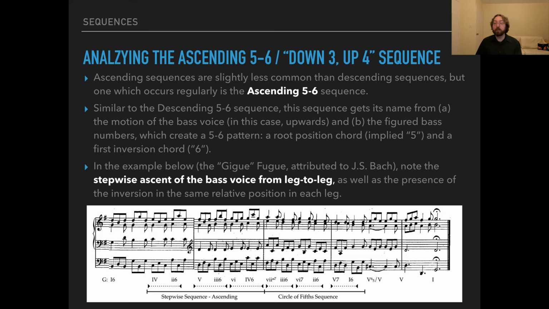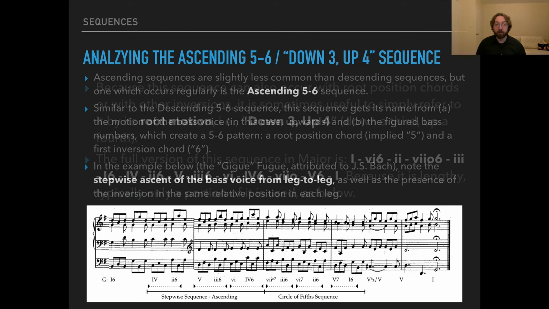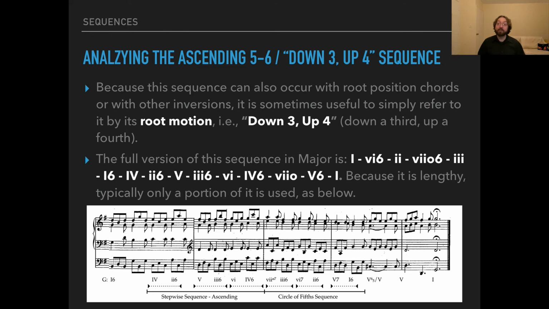And the composer here, whether it's Bach or someone else, then interpolated a circle of fifths sequence after that, before bringing us to a close. Because this sequence can also occur with root position chords or with other inversions, it is sometimes useful to simply refer to it by its root motion, i.e. down 3, up 4, or down a third, up a fourth. This is what we see in the Gigue fugue example.